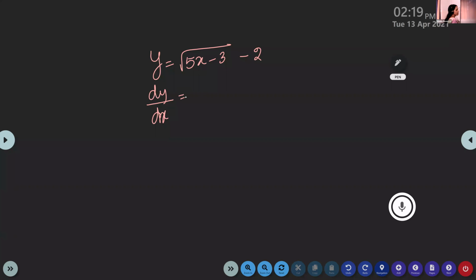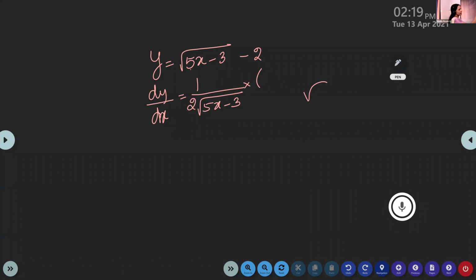I'm differentiating. When you differentiate it, what is the derivative of root x? It is 1 by 2 root x. So the derivative of root of 5x minus 3 is 1 by 2 root of 5x minus 3, into the derivative of 5x minus 3. We have to differentiate using the function of function rule.